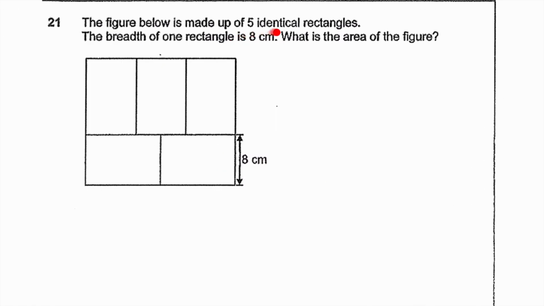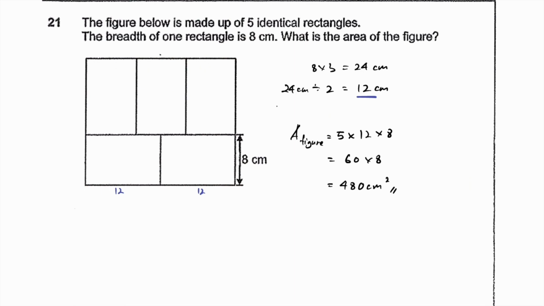The figure below is made out of 5 identical rectangles. The breadth of one rectangle is 8 centimeters. Hang on, if I know that this is 8, is this not 3 breadths? Which means I can find the length. See, 3 breadths is equivalent to 2 lengths. So we can do something about this. 8 times 3 is 24. Then this 24 halved is 12. So each length is 12.